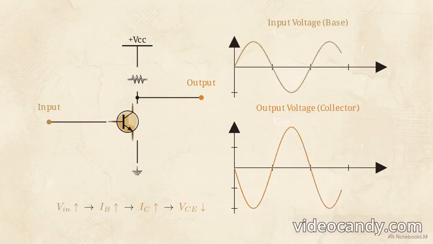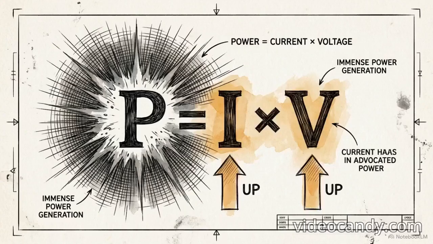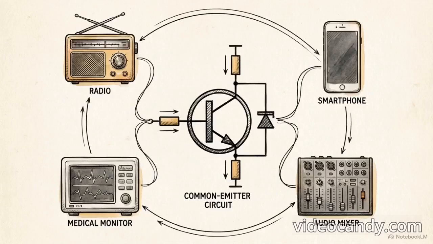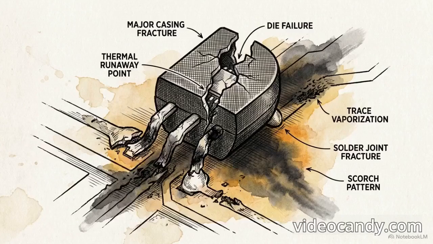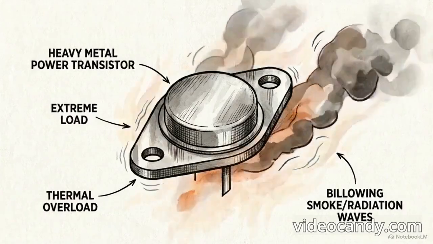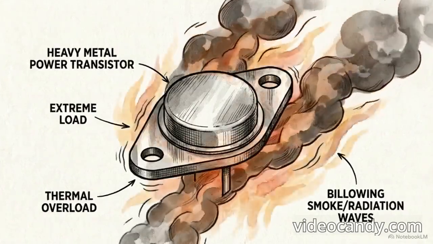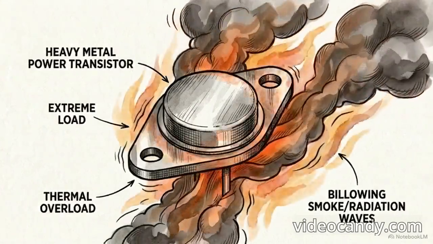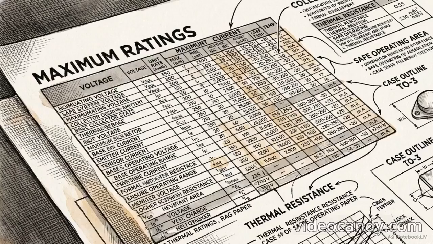This creates a direct causal chain. As input voltage increases, base current increases, forcing a drastically larger collector current. As collector current surges through the load, the collector voltage is pulled down. This results in an amplified output exactly 180 degrees out of phase. While it inverts the signal, the simultaneous multiplication of current and voltage creates exceptional power gain. This efficiency makes the common emitter the primary choice for general-purpose signal amplification.